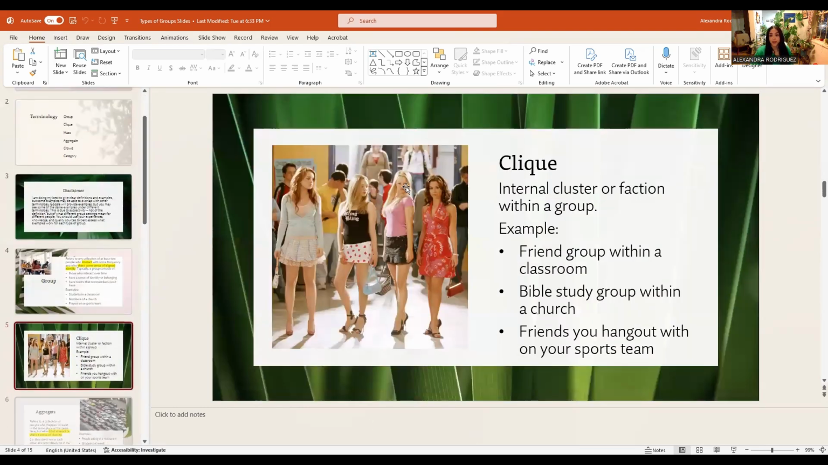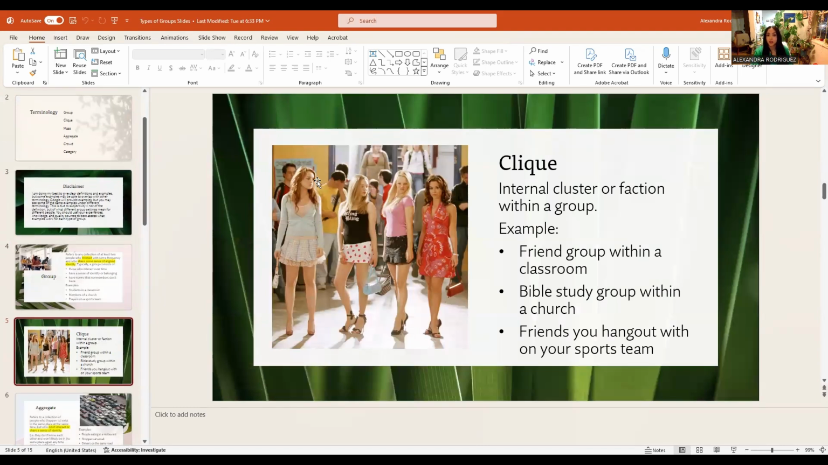To expand on that, then we have cliques. Cliques are clusters within a group, smaller subsets of groups. So using the same examples that we did for group, although a classroom would be a group, a clique could be a friend group within that classroom. It could also, within the larger group of a church, be a Bible study, or if you're on a sports team, that larger team is a group that you're a part of, but you may not be friends with everybody there.